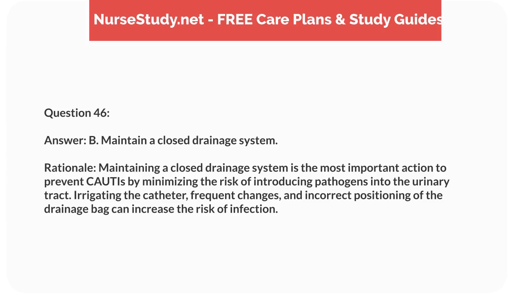Answer B. Maintain a closed drainage system. Rationale: maintaining a closed drainage system is the most important action to prevent CAUTIs by minimizing the risk of introducing pathogens into the urinary tract. Irrigating the catheter, frequent changes, and incorrect positioning of the drainage bag can increase the risk of infection.